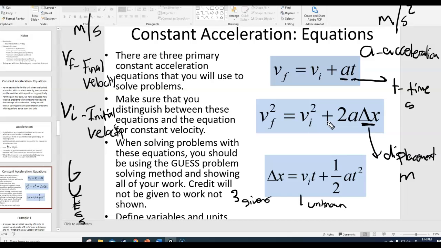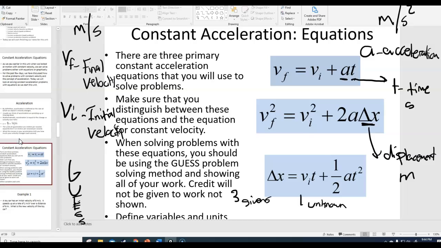Okay, so please pause it here, make sure you have all this down. We're going to do some examples with this. Okay, but it's really important that you understand that you must find the givens and the unknown in the problem before you can do anything else. Okay, so pause it here, get this down, then we're going to start some examples.